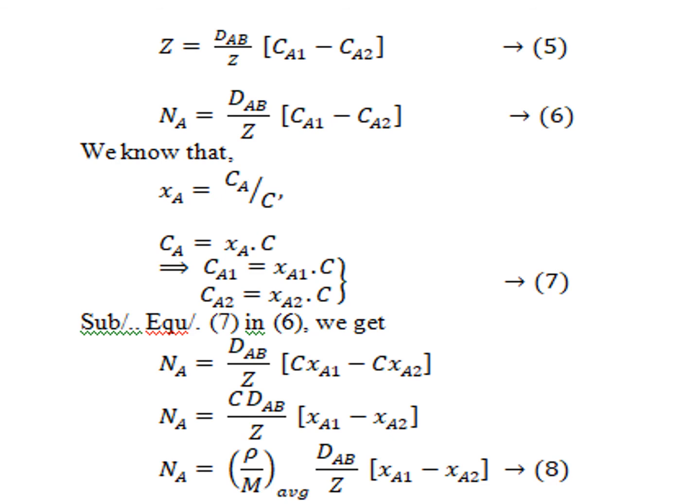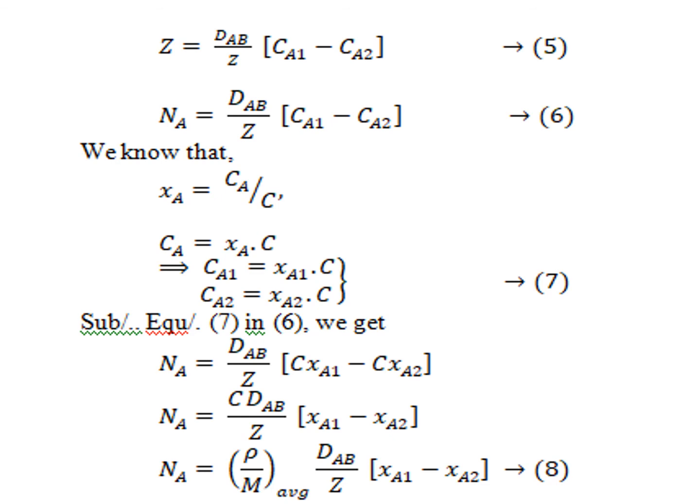We know that the mole fraction, for a liquid, is the individual concentration to the total concentration. So from that, the individual concentration is equal to mole fraction into total concentration. Ca is equal to Xa into C. At points 1 and 2, Ca1 is equal to Xa1 into C, and Ca2 is equal to Xa2 into C. So this is the seventh expression.